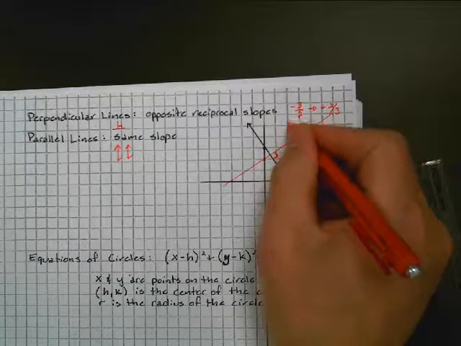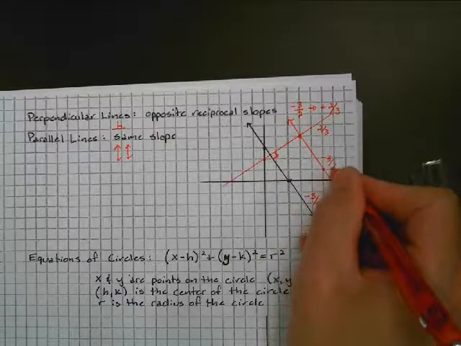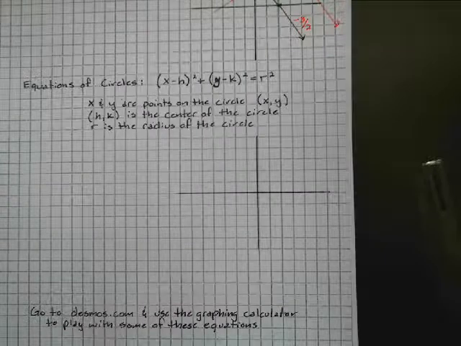Okay, and now we've got a parallel line because they have the same slope. All right, last one. Ooh, fun stuff, equations of circles.